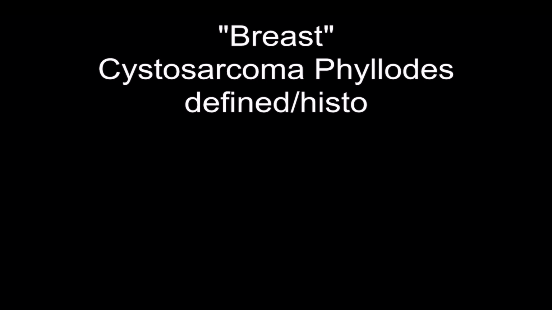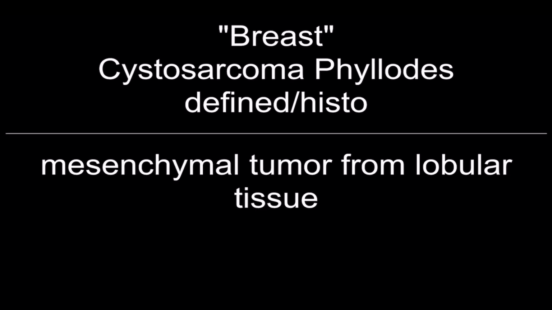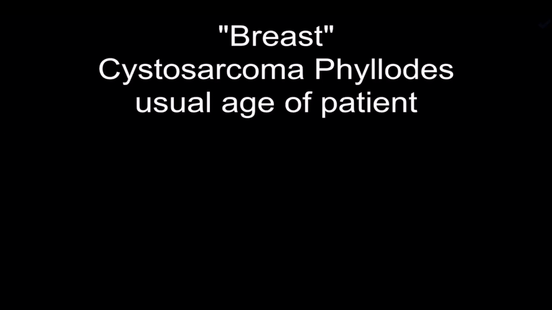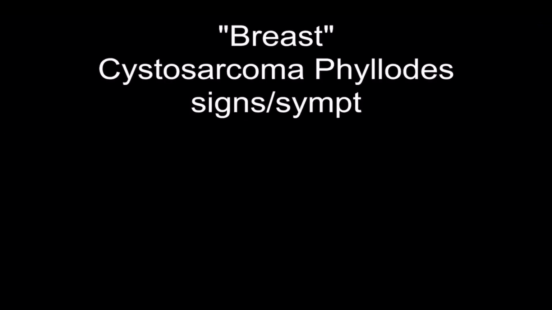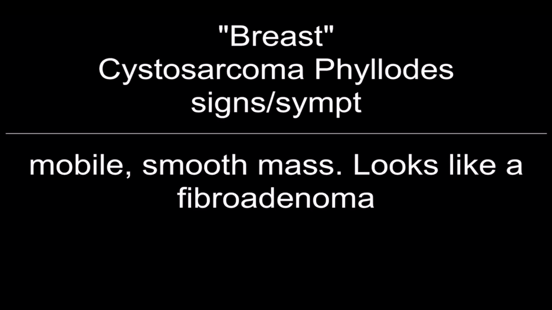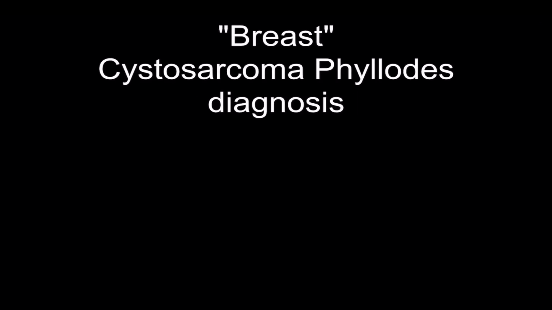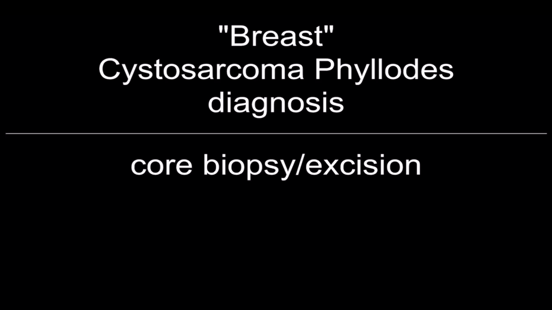Cystosarcoma phyllodes is defined as, and what do you see on histology? Mesenchymal tumor from lobular tissue. Cystosarcoma phyllodes, usual age of the patient: greater than 30 years old. Signs and symptoms: mobile, smooth mass, looks like a fibroadenoma. Diagnosis: core biopsy excision.